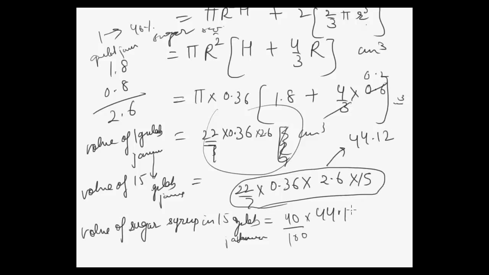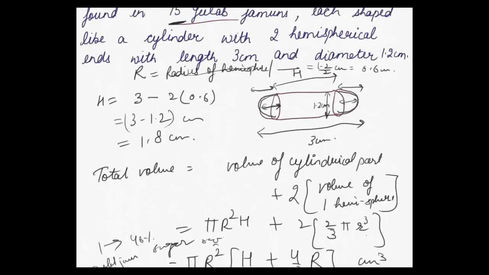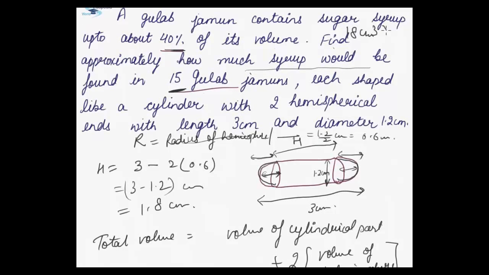So we have this much volume of sugar present in 15 gulab jamuns, and this value is 17.648 centimeter cube, or on rounding off to the nearest integer we will say that this value is nearly 18 centimeter cube. So 18 centimeter cube of sugar syrup by volume is present in the given set of 15 gulab jamuns, if 40% of sugar syrup is present in one gulab jamun.